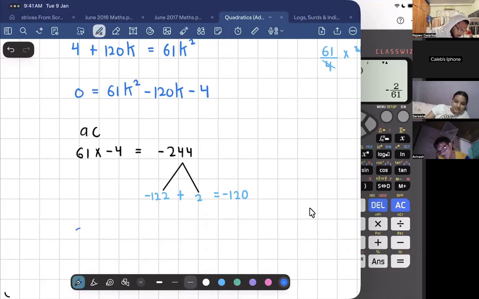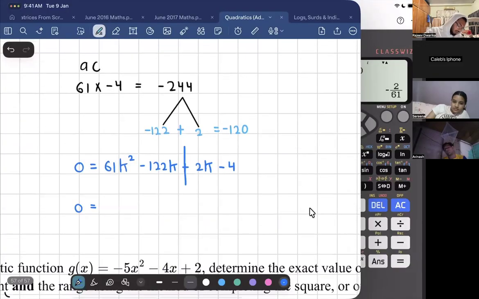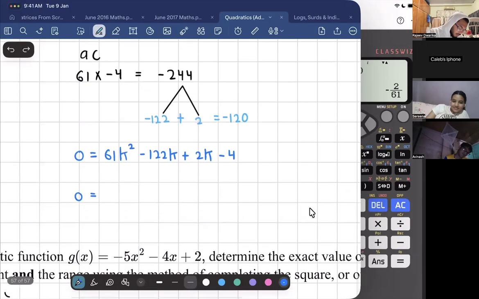Nice. So in other words, instead of writing -120k, I'm going to write -122k, plus what? 2k, and then -4. We're going to put the Great Wall of China in the middle, and we're going to factorize on either side.